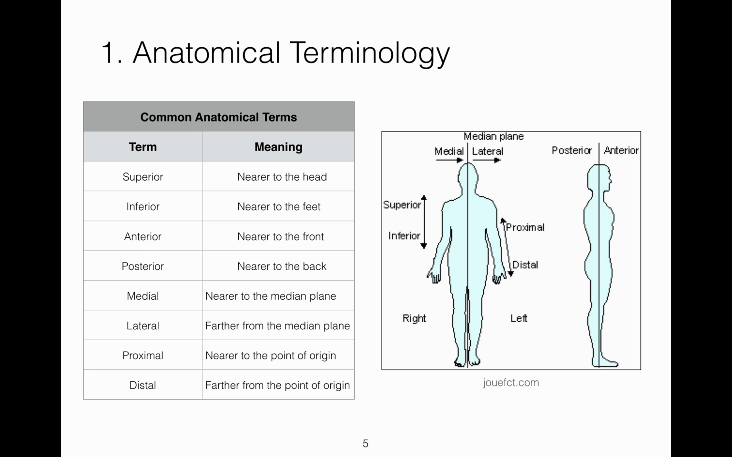Various terms are used to describe the spatial relationship of anatomical structures. This slide provides a list of these terms which you're most likely familiar with. For example, the term superior is used to describe a structure nearer to the head than another. Anterior is used to describe a structure nearer to the front than another. Medial is a term used to describe a structure nearer to the median plane than another. And proximal, a structure closer to the point of origin than another. There are other terms on this table, and you'll need to be familiar with all of them.